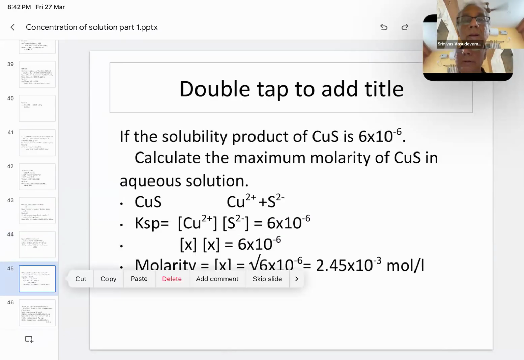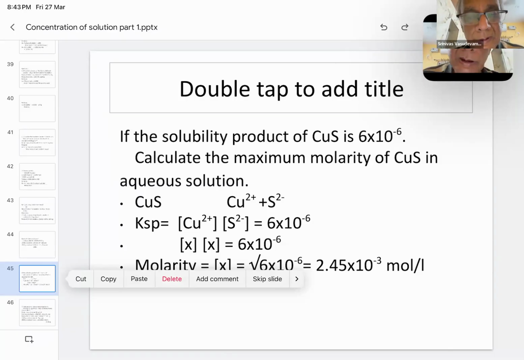Right. Next one is if the solubility product of copper sulfide, CuS is 6 into 10 power minus 6, calculate the maximum molarity of CuS in aqueous solution. See, solubility product is nothing but product of concentration of the products each raised to the stoichiometric coefficient.